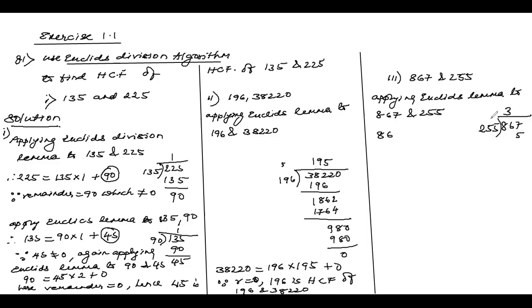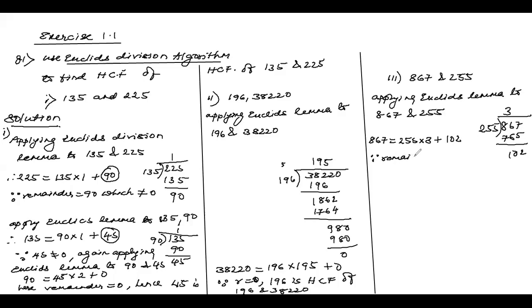3 5s are 15, 3 5s are 15, 16, 3 twos are 6, 7. How much do you get? 7 minus 5 is 2, 6 minus 6 is 0, and this is 1. 1, 0, 2. Now, look at it, children, that means applying Euclid's lemma to this, what do you get? 867 equals, I'll write it here so that you don't get confused. 867 is equal to 255 into 3 plus, what is the remainder? 102.